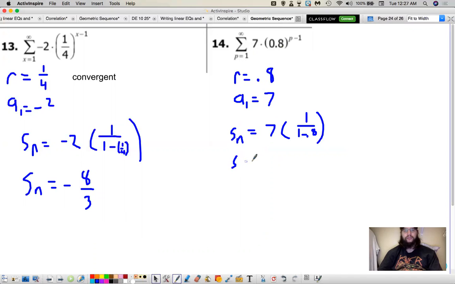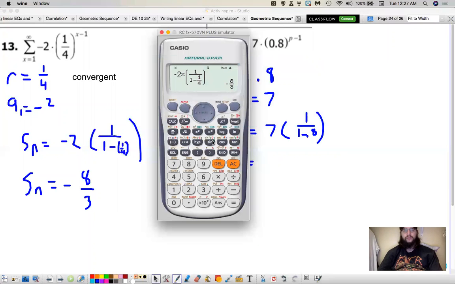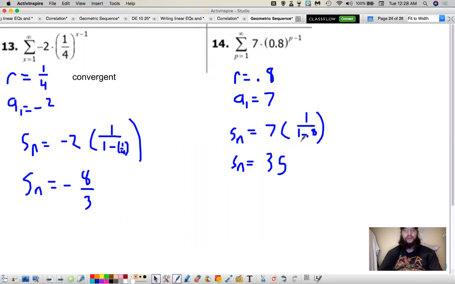35. Over 1 minus 0.8 is indeed 35. I'll explain to you real quick how I did it in my head. I know that 1 minus 0.8 is 0.2, which I know is 1/5. Reciprocate 1/5, you get 5. 7 times 5 is 35. But of course, you have a calculator, so just use it. Let's see the next one.